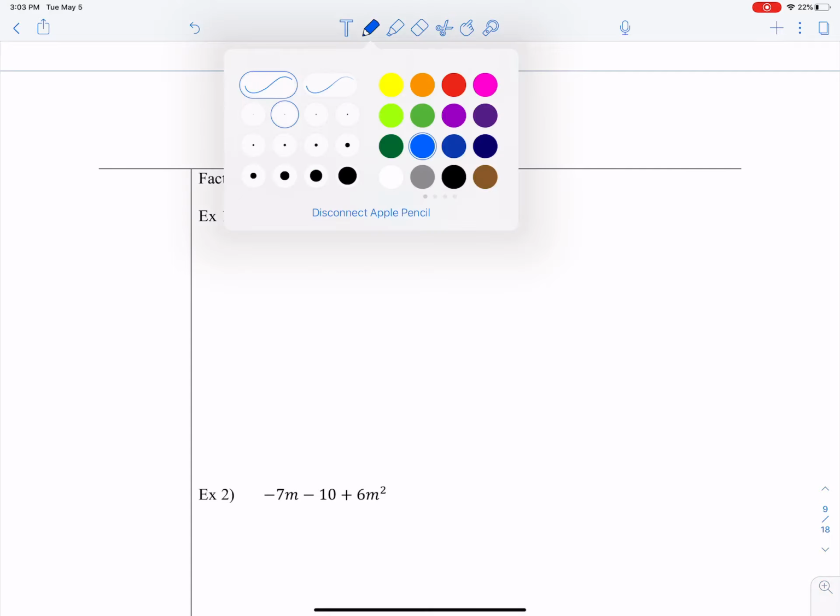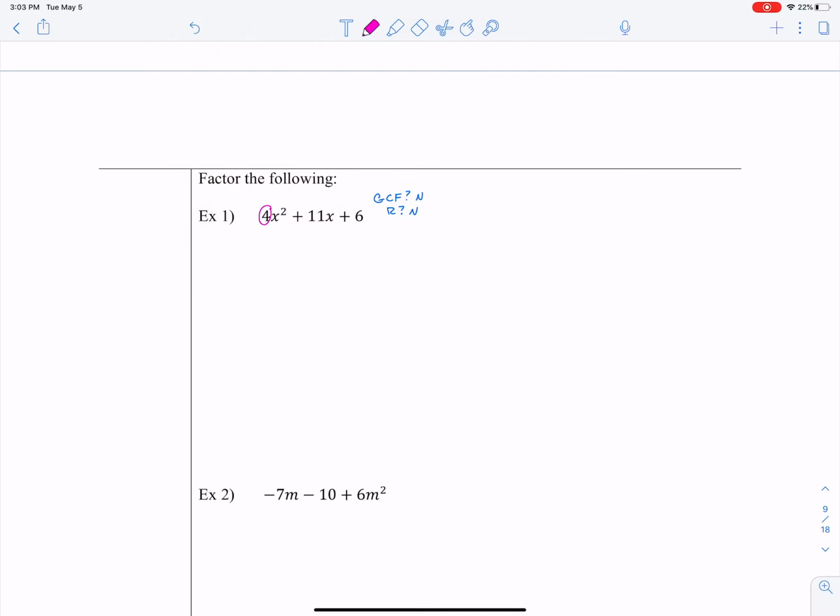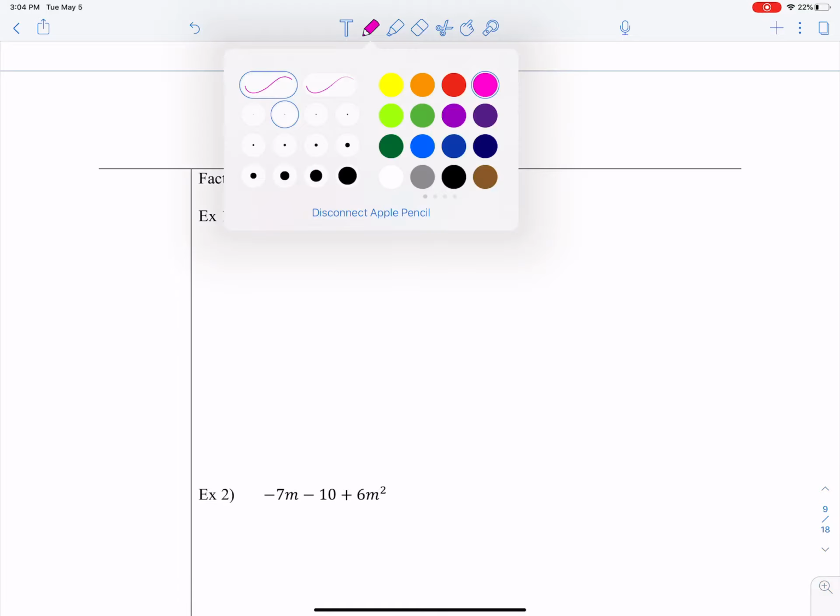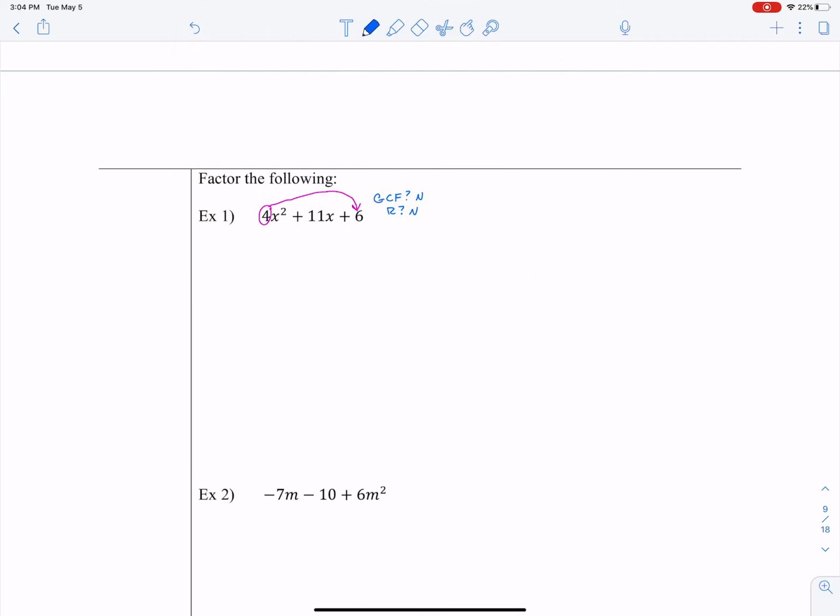So now you're going to circle your a value, whatever's in front of your x squared, and you're going to draw an arrow to your 6. I highly, highly recommend you do not skip this step. Okay? All right. So now we have x squared plus 11x. So we don't write this anymore in our next step. This stays the same.